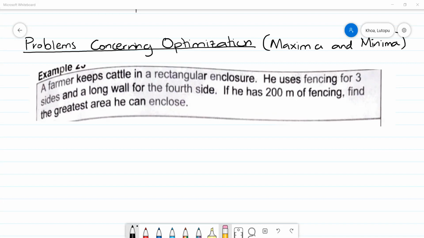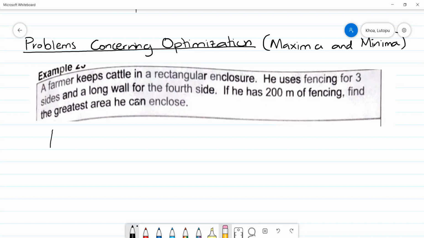So a farmer keeps cattle in a rectangular enclosure. He uses fencing for 3 sides and a long wall on the 4th. If he has 200 meters of fencing, find the greatest area that he can enclose. So with these questions, first thing you need to do is draw a sketch.